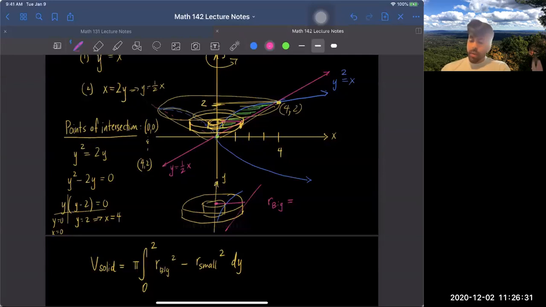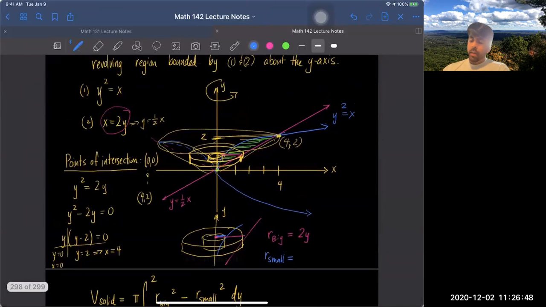So that's why we use this formula here. X is equal to 2y. So that's going to be my big radius, 2y. And then what's going to be my small radius? The smaller radius is going to be this distance here. And the smaller blue, right, is given by y squared equals x, or x equals y squared. Again, I want my radii to be functions of y in this case, so this will be y squared instead.